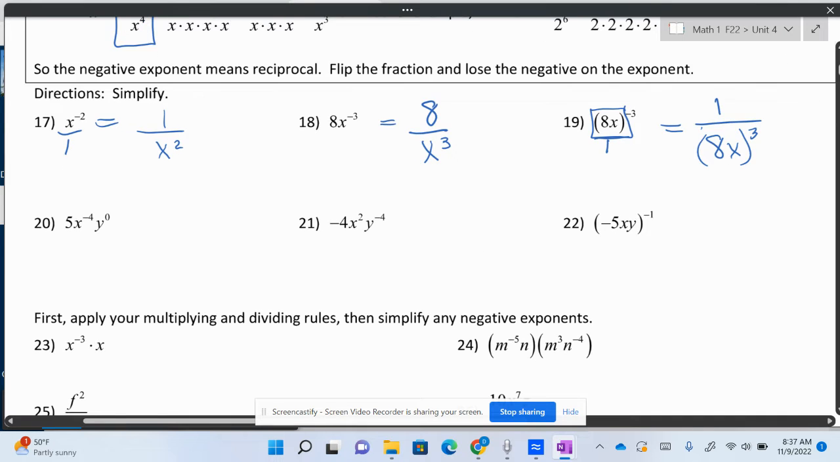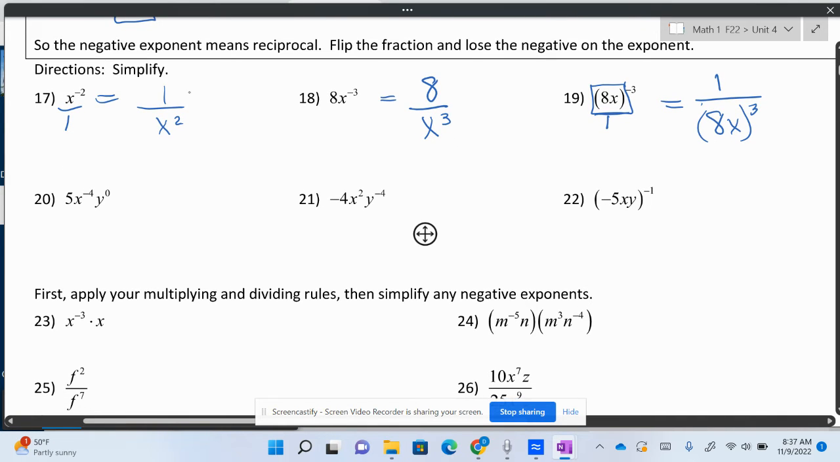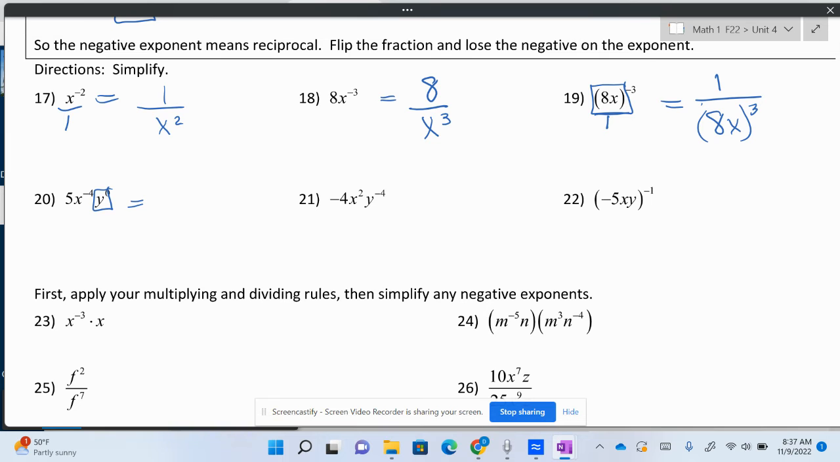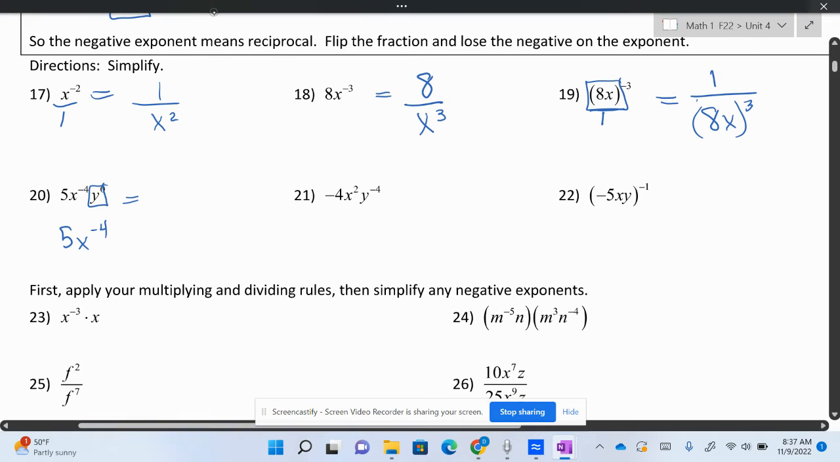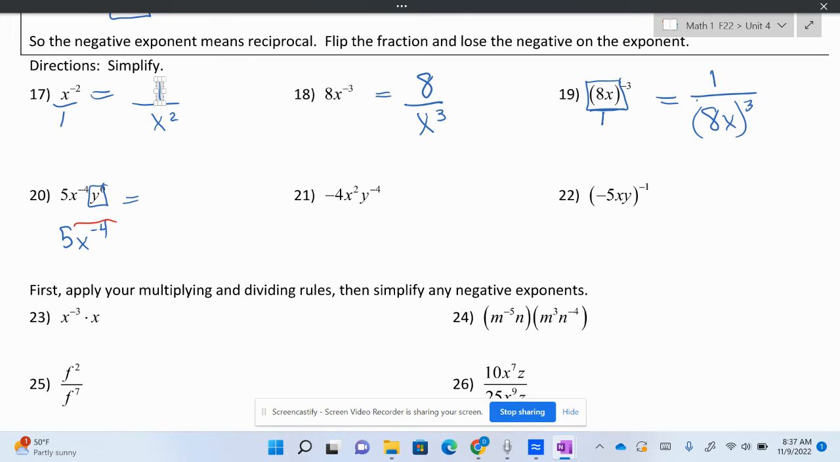Let's look at number 20. Well, the first thing I know is y to the 0 is what? 1. So I'm just going to rewrite this as 5x to the negative 4, because anything times 1 is just that number. What part of this is not having a good day? The x is not having a good day. The x is fussing. So the 5 is going to stay in the top. The x is going to go to the bottom.